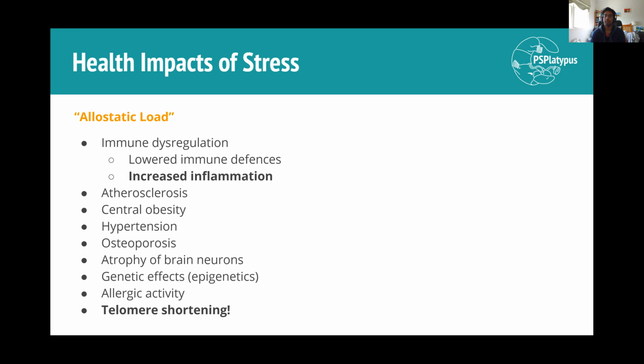And allostatic load: when we have a high amount of stress, we can actually have chronic inflammation, which is not good at all. Atherosclerosis, central obesity, again linked to dysregulation of your metabolism. Hypertension, high blood pressure, osteoporosis, we can get degradation of various parts of your body. Atrophy of brain neurons can lead to neurodegenerative diseases like Alzheimer's, dementia, that sort of thing. And we can have, again, epigenetics.